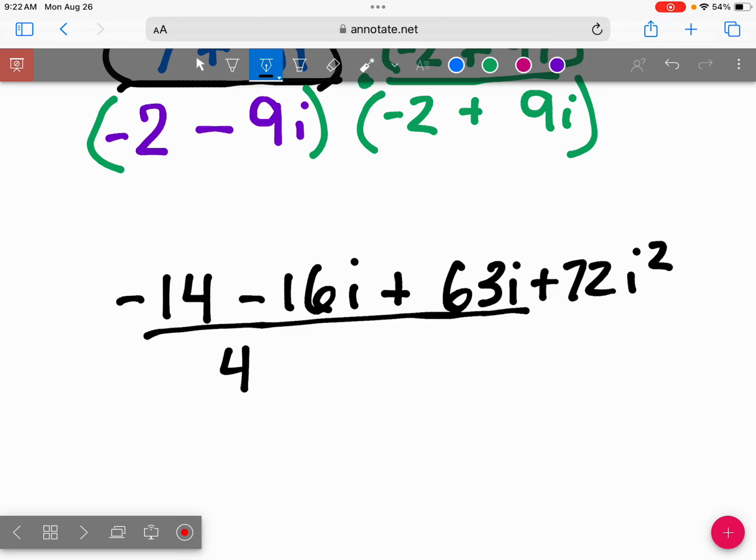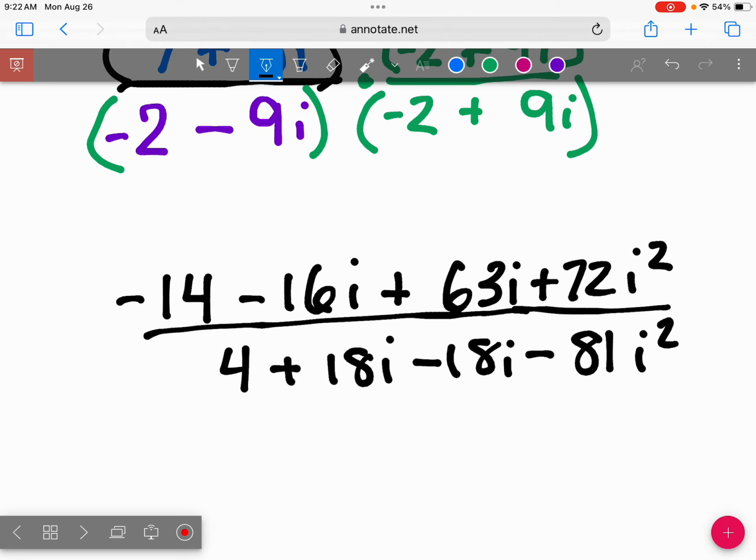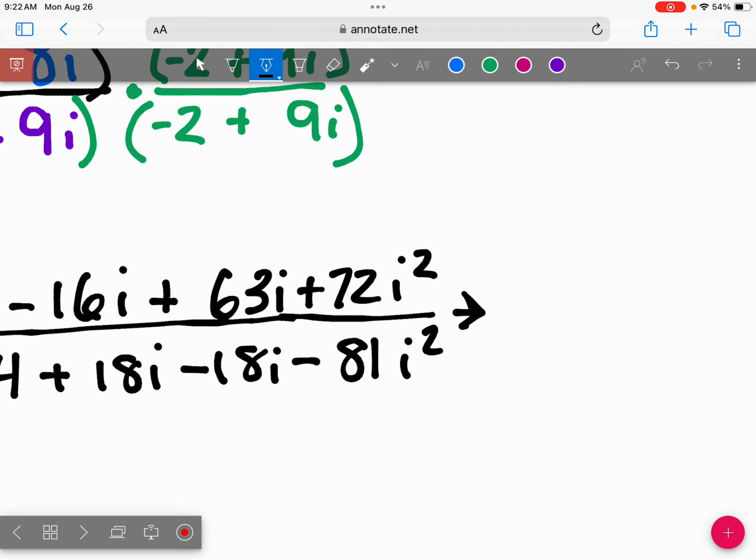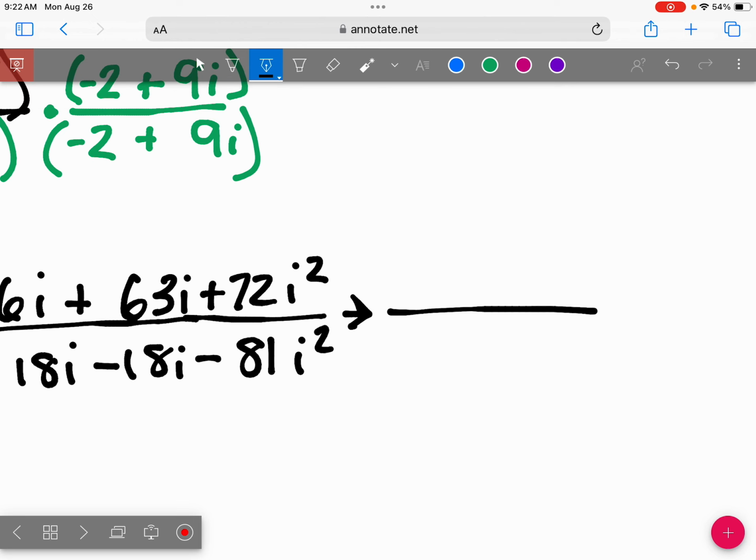And our denominator, we wind up with our 4. We've got our plus 18i minus 18i minus 81i squared. So that's doing all of our distribution there. We can absolutely combine like terms. If you do that multiplication and you wind up straight here, that's totally fine with me, because we should wind up with negative 14. Combining our like terms, how many i's do we wind up with?